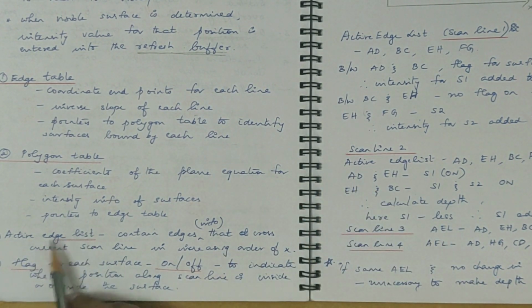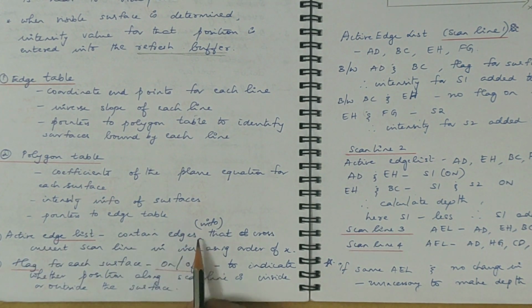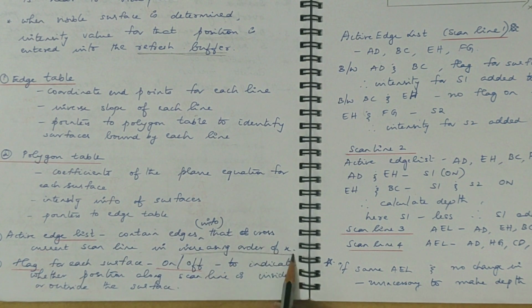Then next we have the active edge list. The active edge list contains the edge information that crosses the current scan line in increasing order of x.